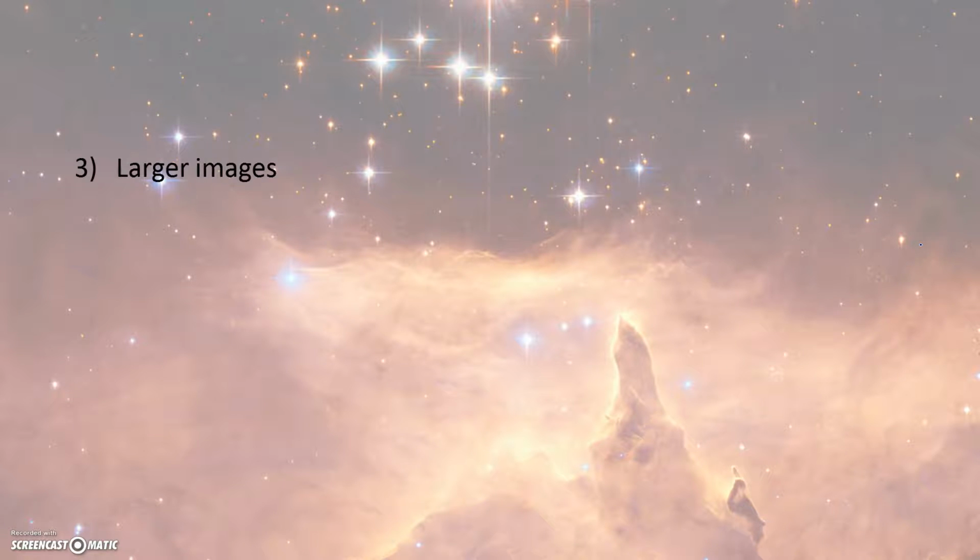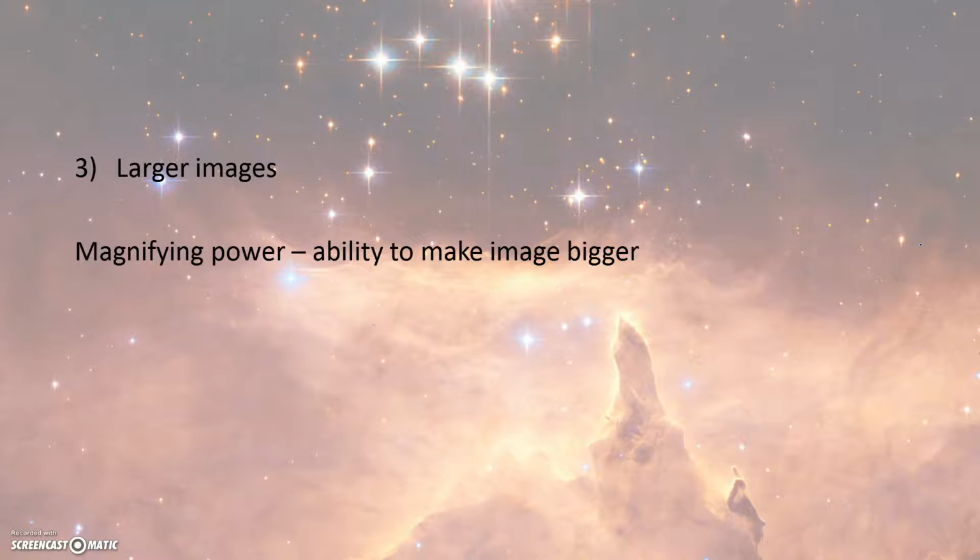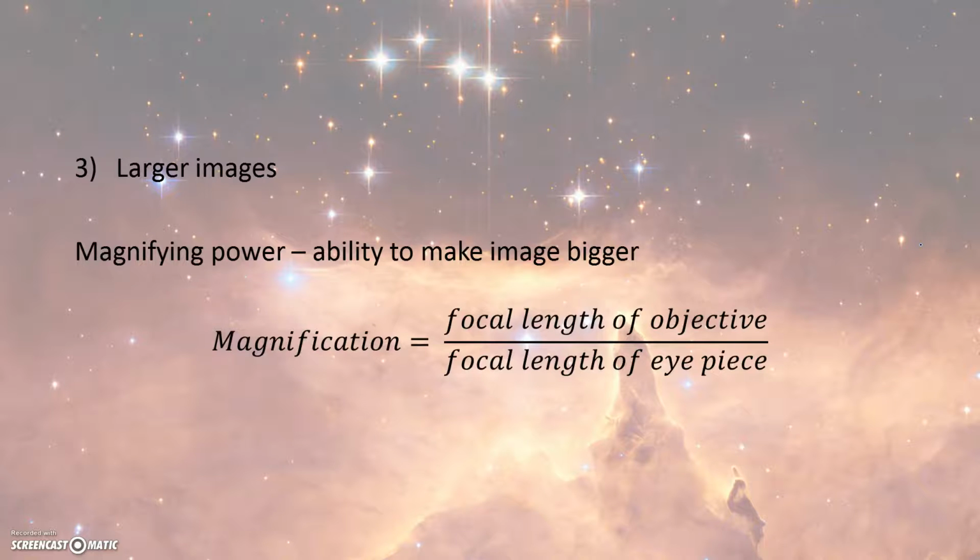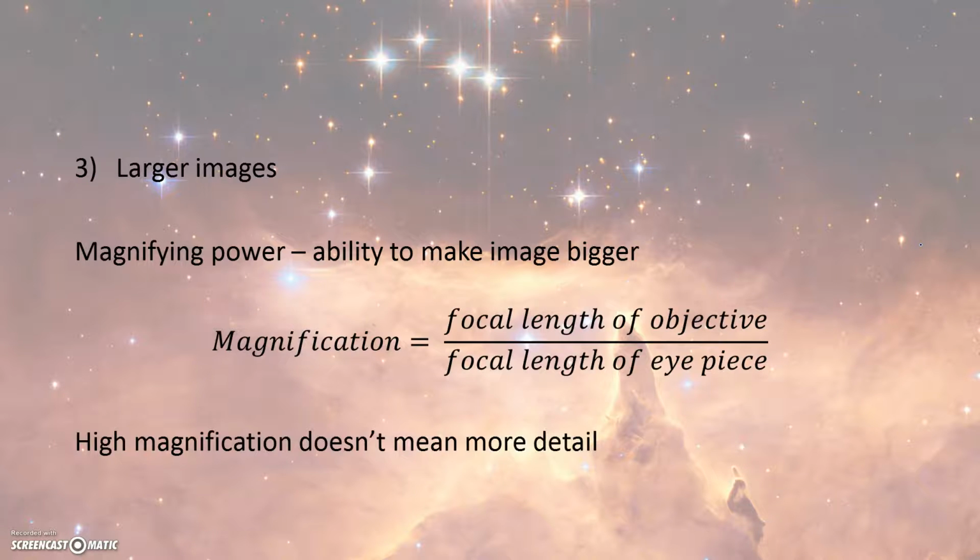The third thing that it helps us with is it makes larger images, and it has a magnifying power, which is the ability to make the image bigger. The way you figure out the magnification is you take the focal length of the objective, which would be the lens or the mirror, and divide that by the focal length of the eyepiece. High magnification doesn't mean there's going to be more detail, it just means that it can give more detail, but you also have to think about the resolving power, the lens quality, and the atmosphere.